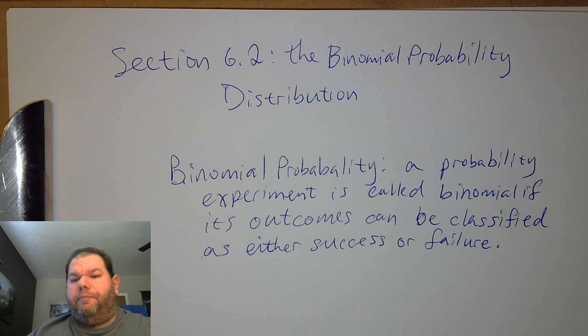So, essentially we're saying that the experiment has two outcomes. I mean, there may be more than that, but we're able to boil it down to two outcomes, whether we're successful or it's a failure.